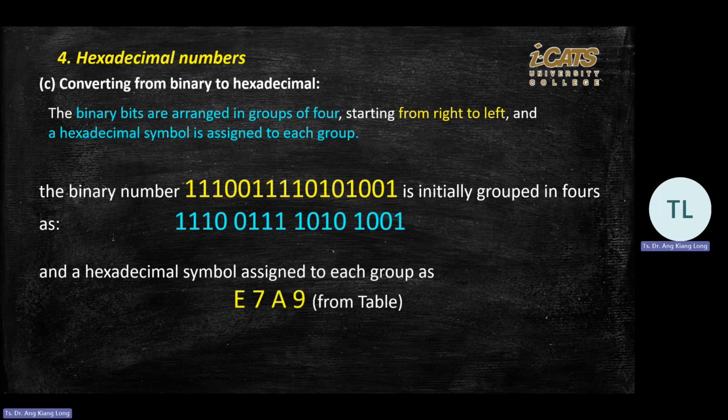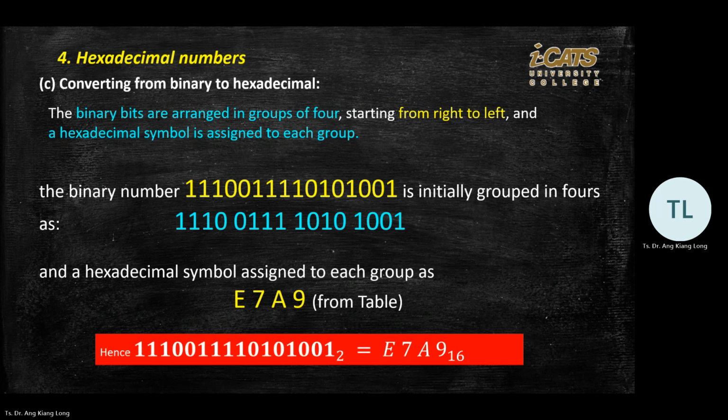Then 1110 you read from the table is equal to E. Then 0111 equals 7, and so on. This one is from the table. Okay. So the table actually is for 4-bit. It's a 4-bit number. Don't read the wrong table. Octal to binary is 3-bit. But from octal to hexadecimal, that one is 4.